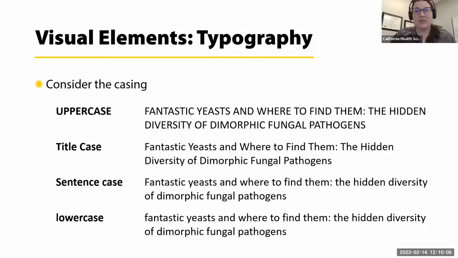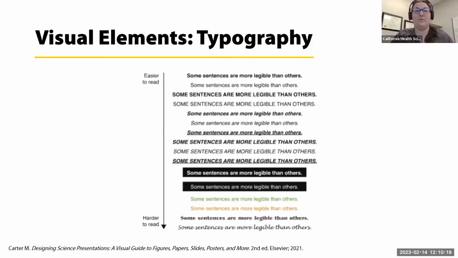In general, title case is recommended for not only the title of your poster, but your major headings, and then to use sentence casing for your subheadings and your figure titles. So this is just an example of how, whether you use bolding, underlining, italics, or the type of fonts that you use, some of them are more legible than others.